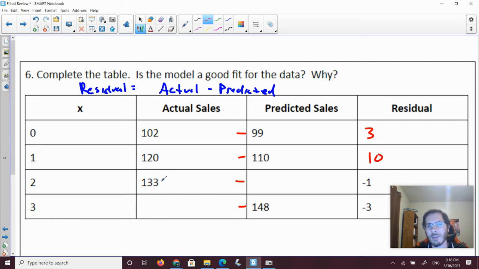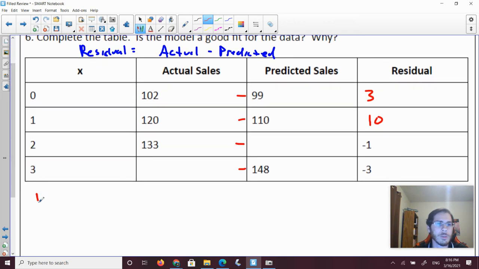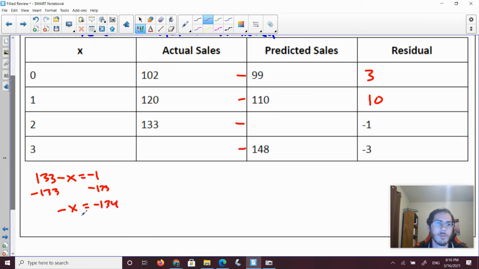Now here we got to think. 133 minus something is negative 1. So we could set up an equation. So if you wanted to do it with an equation, we could do 133 minus x equals negative 1. Subtract 133 from both sides. Negative x equals negative 134. Divide both sides, not by x. Divide both sides by negative 1.